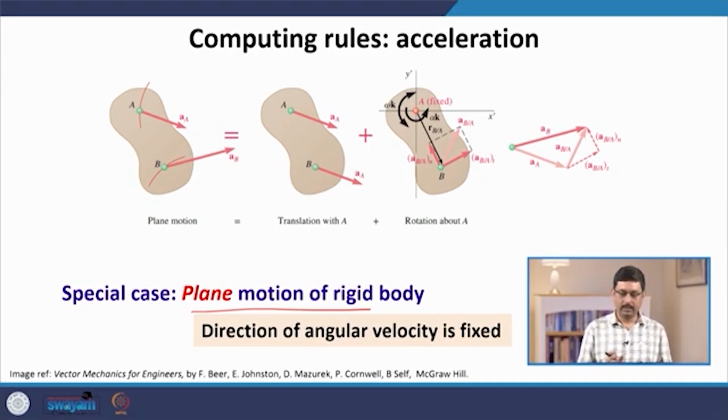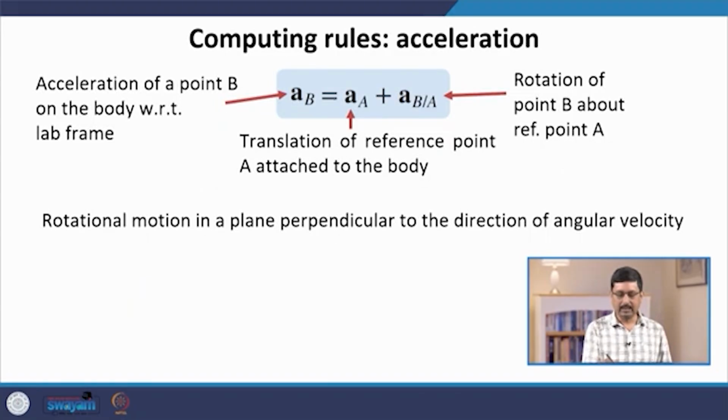In that case, the object can move with an acceleration. It does not need to move only with a constant velocity. For example, a sphere rolling down a plane is definitely accelerating. Again we choose a reference point A which can be arbitrary, and our strategy is that this motion is a translation of the point A and a rotation about A. This is the rule for computing the acceleration of the point B.